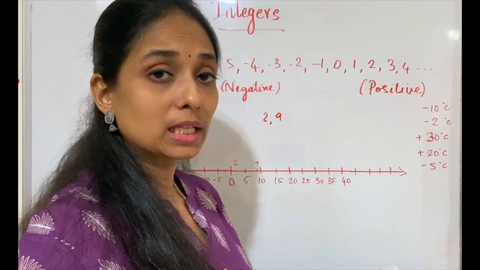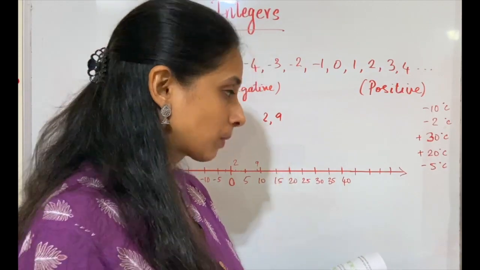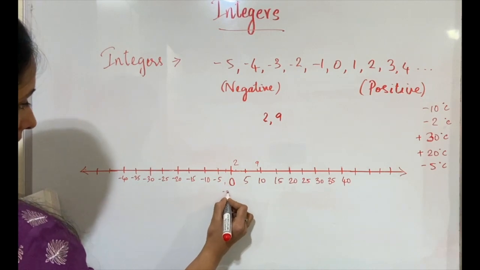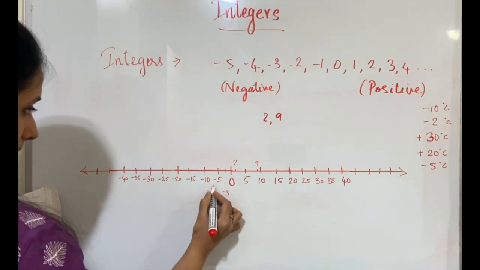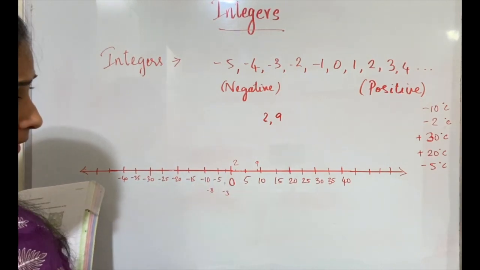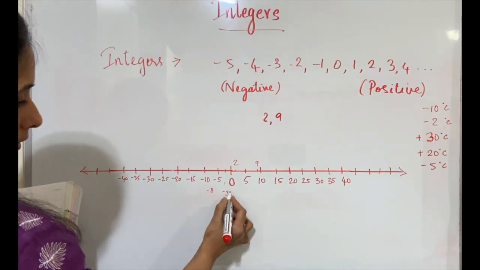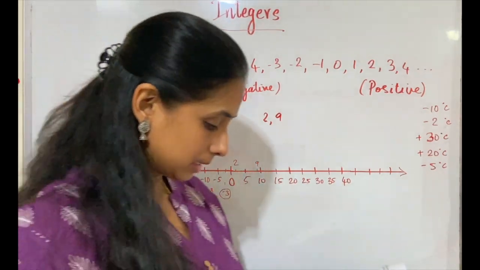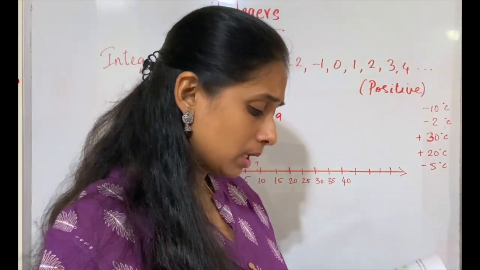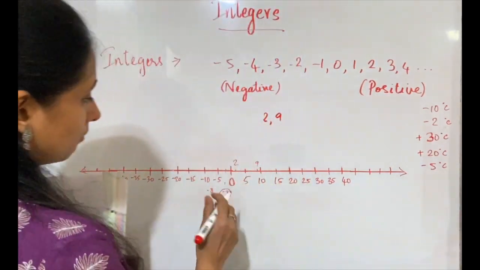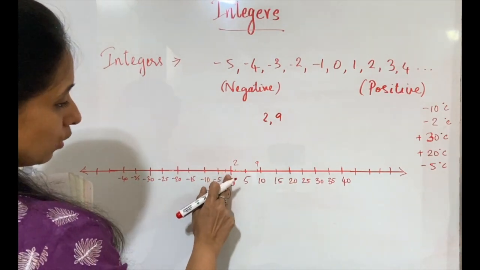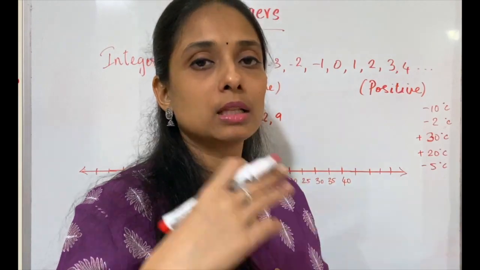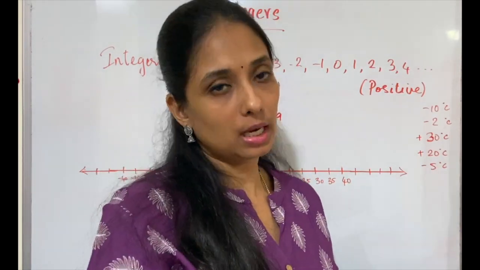What about -3 and -8? In the case of -3 and -8, -3 will be somewhere here, -8 will be somewhere here, right? Which number is on the right side? -3. -3 is on the right side of -8. The next one, 0 and -1. -1 will be here, 0 is here. So which is on the right side? 0 is on the right side. The greater number is always on the right side.